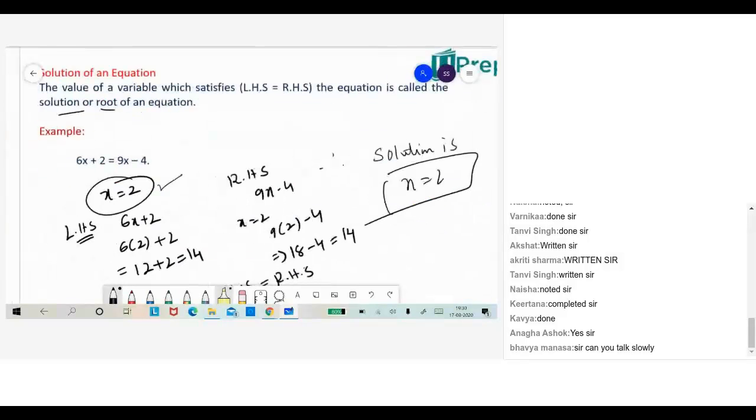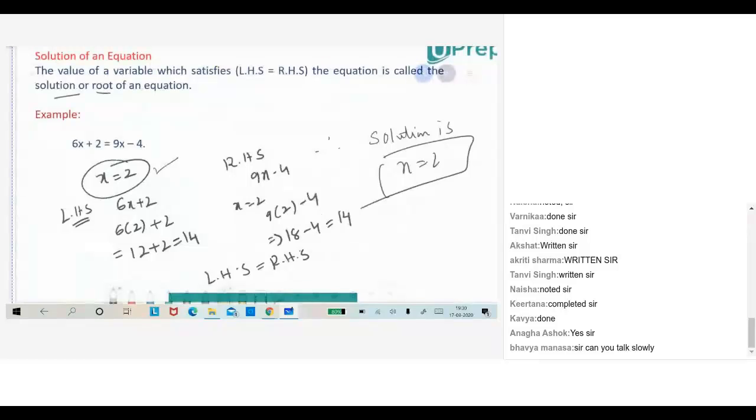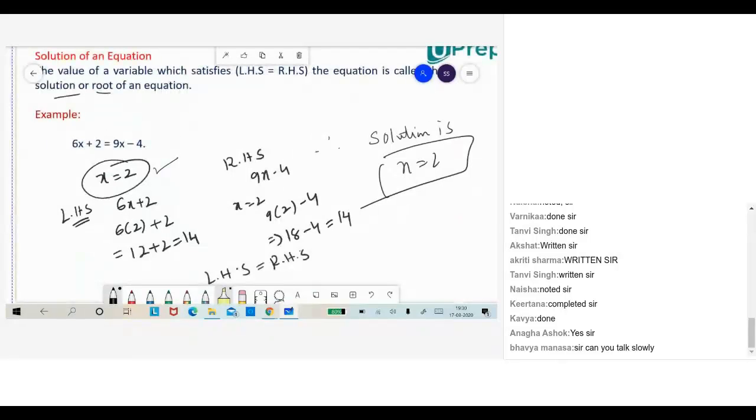Is this clear? Guys, is this clear? Yes, sir. Perfect. Write that solution of an equation statement. Write this example, and what you have to do is substitute x is equal to 2, find the LHS, find the RHS, and show that both are equal. And write that the solution is x is equal to 2. So that's how we define the solution of an equation.